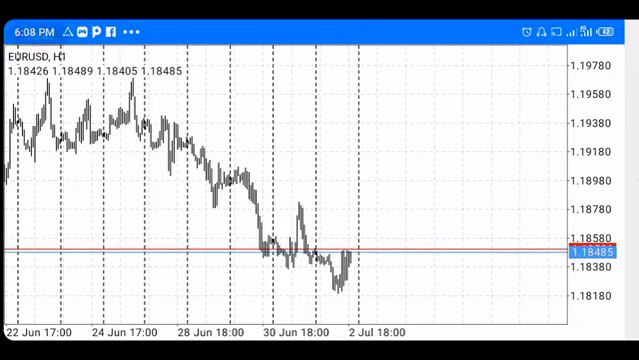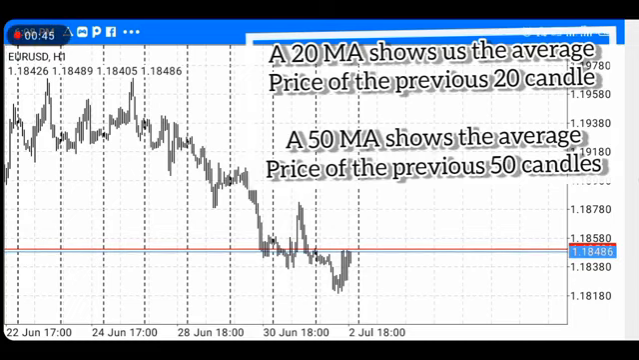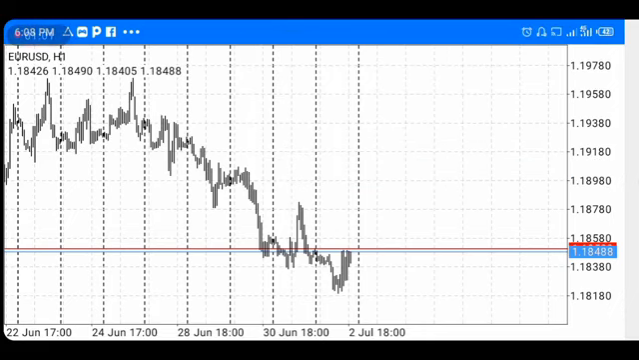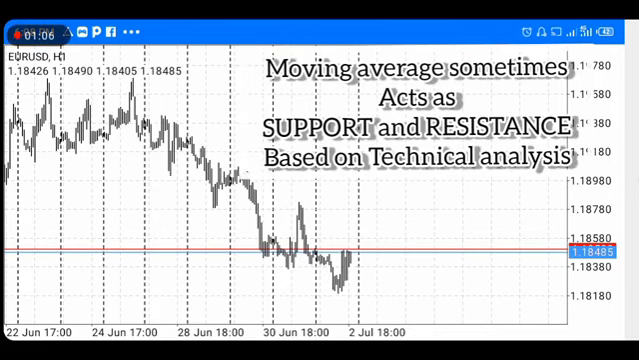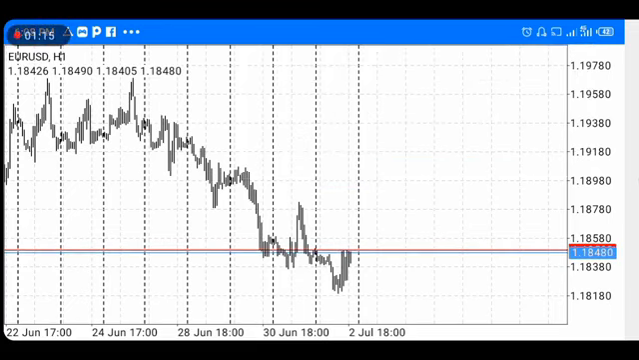You get. So for it to be a 50 moving average means it shows us the average price of the previous 50 candles. I know you'll be asking what relevance is this? Why do I want to know the average price? But most of the time, according to technical analysis, which we know is all about previous data, these moving averages actually tend to act as support and resistance. But before we dive into that, I'll be showing you guys how we set up the moving averages for those that don't know how to put it on their screen.